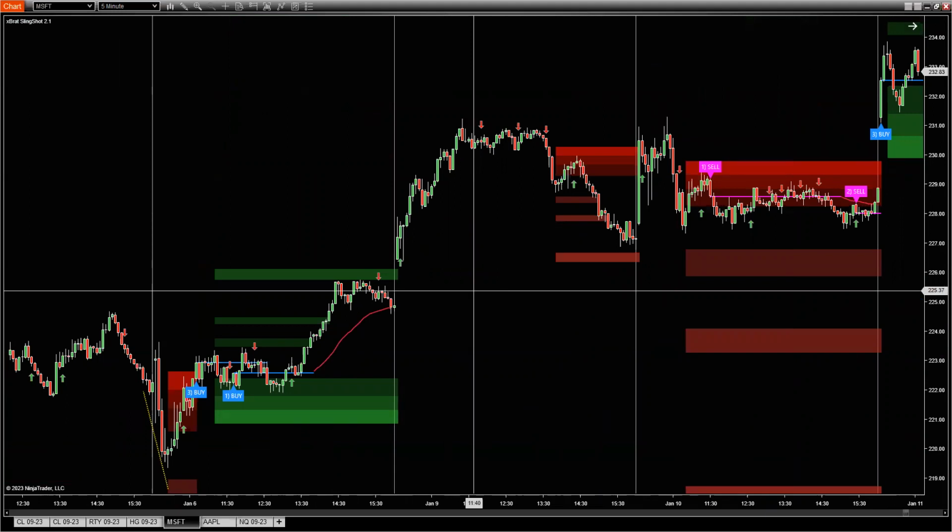So for stock trading, do you day trade stocks, JD, or swing trade? Because there's a big difference there. Okay. Both. If it's both, it's going to be the new Slingshot.